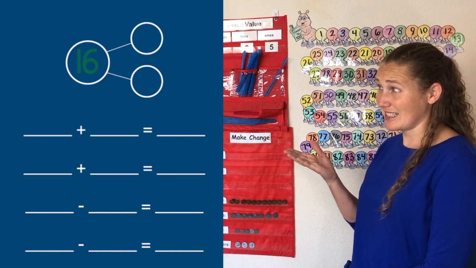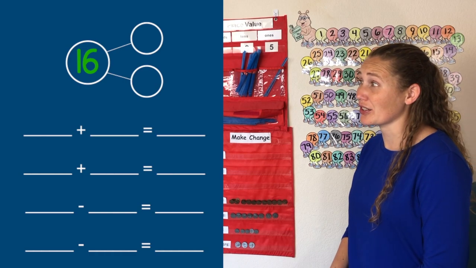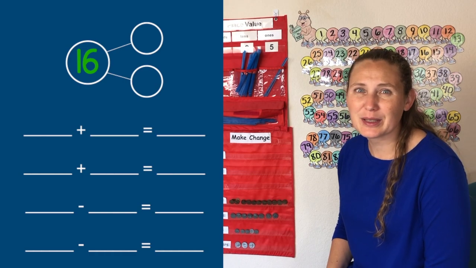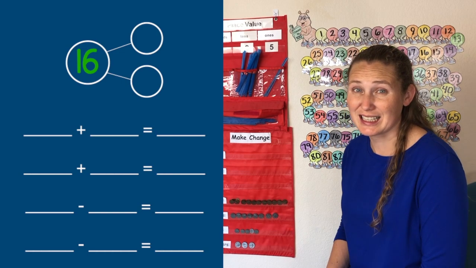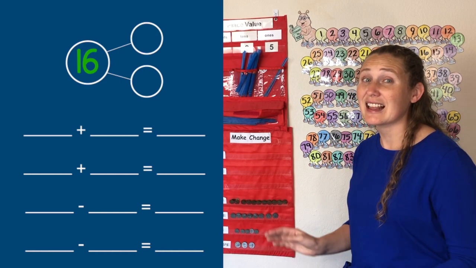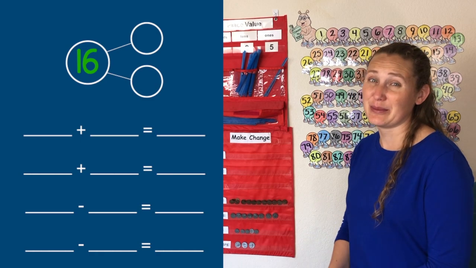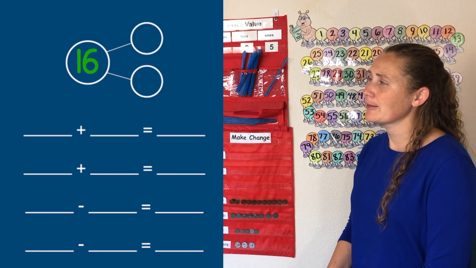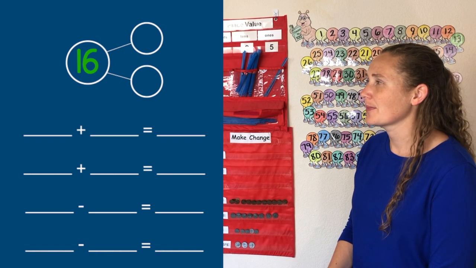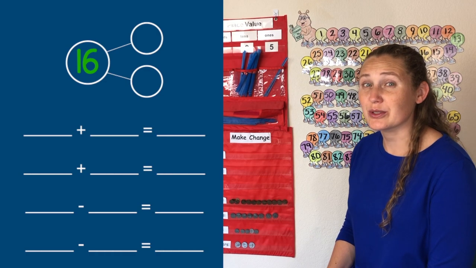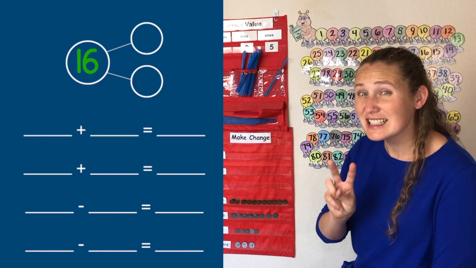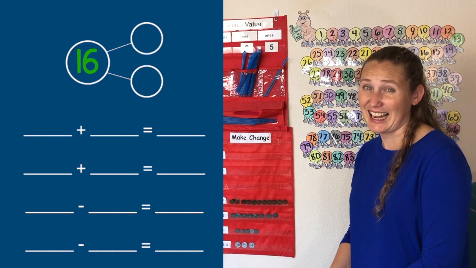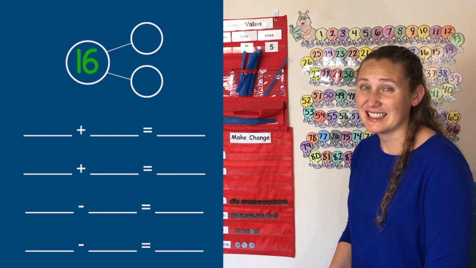We'll put 16 in the large circle. Let's split 16 into two smaller pieces. Two things that add together to make 16. I think we could use doubles to help us. Two of the same number that adds together to make 16.